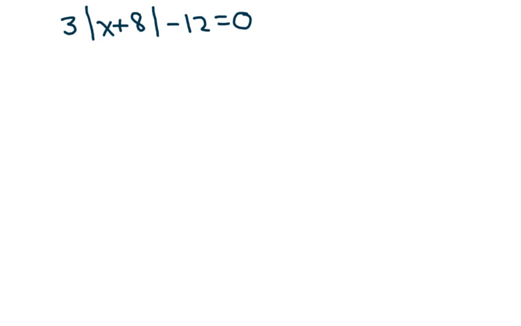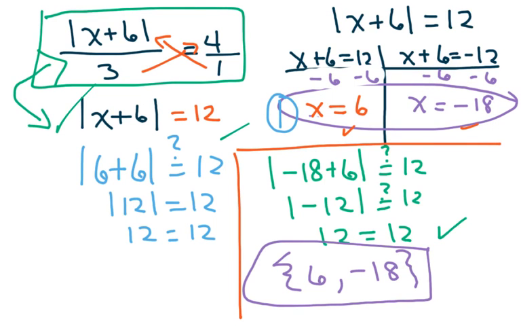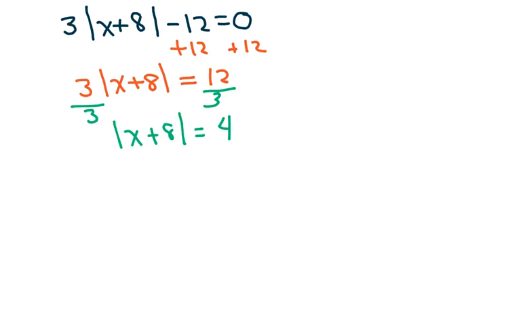Now, this one, we want to get it in the form so we can do our little table. So what I'm going to do is add 12 to both sides. And then I get 3 times absolute value of x plus 8 equals 12. Then I'm going to divide both sides by 3. So I get the absolute value of x plus 8 equals 4. And I just realized on the other page, I checked with this, I didn't check with that. But if you check, you'll get that. Anyway, now we make our little table.